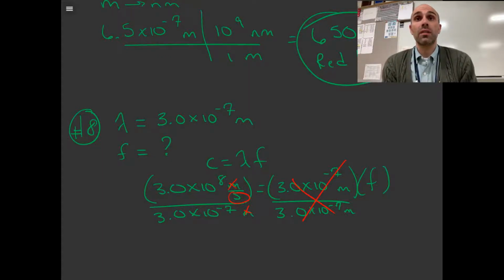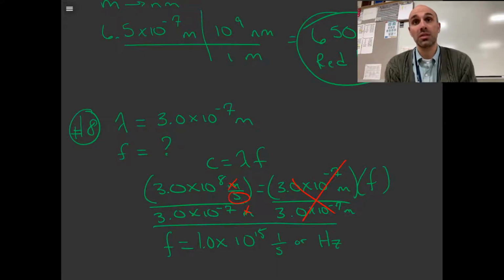Continuing on, we find that our frequency equals 1.0 times 10 to the 15th hertz, or 1 over seconds. Either would be acceptable. You'll see hertz more often than you will see 1 over seconds.